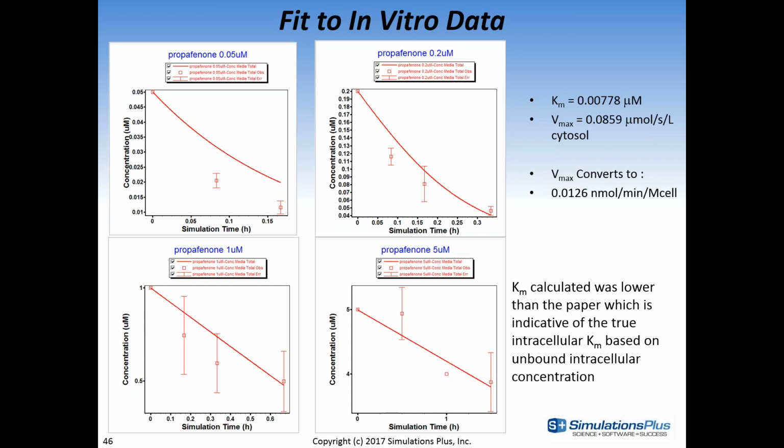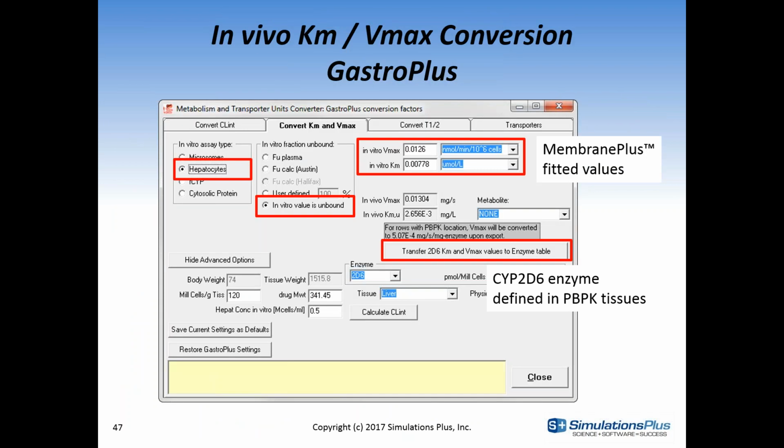So basically, we wanted to see if we could use this Km and Vmax value to directly predict IV data in human based on this in vitro experiment from the literature data. So what we did is we built a model in GastroPlus for a 70 mg dose for IV bolus administration. And then we opened the enzyme, the metabolism and transports unit conversion table in GastroPlus, which allows you to convert your in vitro experimental values into in vivo values within GastroPlus.